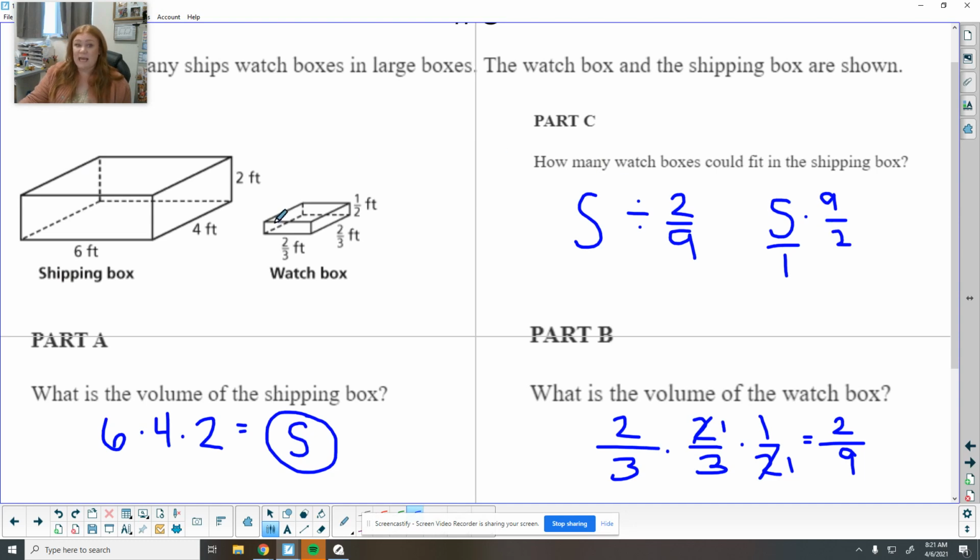Now remember, if it doesn't go in there perfectly, we can't fit half of a box in there. They can't cut the watch. I mean, they could cut the watch in half, but I don't think they want to do that. So see how many of those fit inside there.